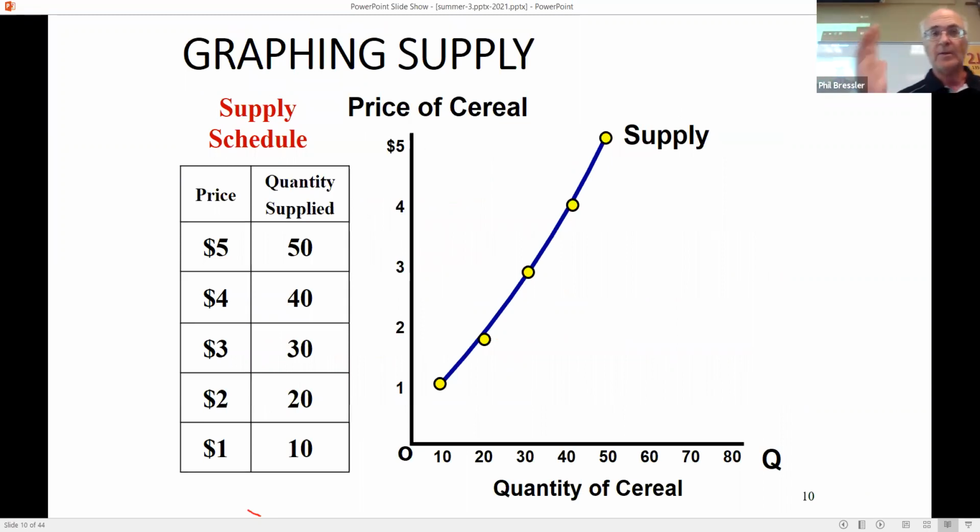Notice the upward sloping curve. You don't have to write the S. You could put S, you're not going to write supply. You've got the axes, you've got P and Q. I put price of cereal. All you need is P and Q and you're fine. And there it is. So D for demand, downward sloping, supply upward sloping.